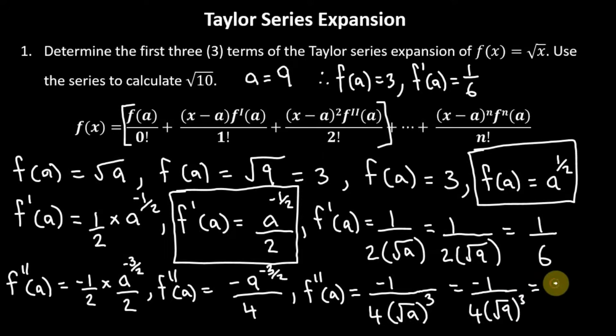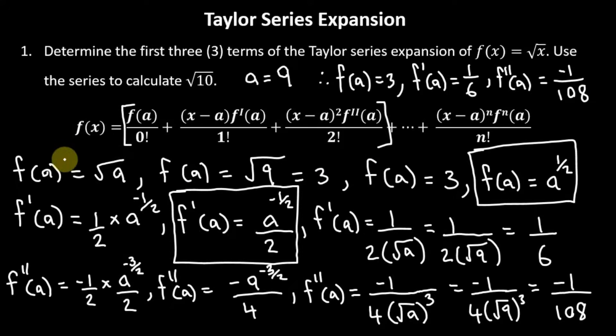So we'll have negative 1 over the square root of 9, which is of course 3. 3 cubed is 27, and of course 4 times 27 is 108. So therefore the second differential of f of a will give us negative 1 over 108. So the second differential of a is equal to negative 1 over 108. And that is pretty much the majority of the work, guys.